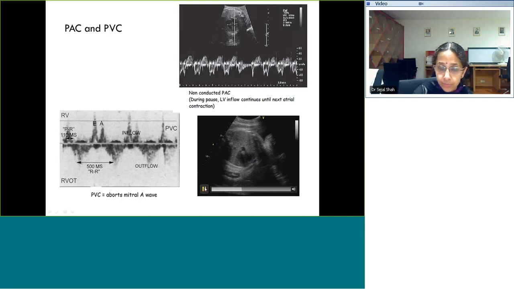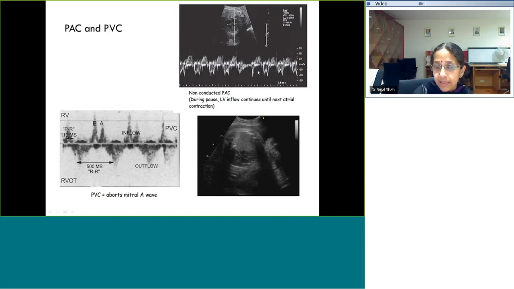And then what do we do? Now it looks like it is an extra beat, so it's going to be an ectopic beat. How do we differentiate whether it is a premature atrial or a premature ventricular contraction? Now this first slide shows a premature atrial contraction. So we can see this is an LV inflow and outflow Doppler, and this is the EA wave, and this is the LV outflow, EA and LV outflow, EA and the ventricular systole, and then we have a premature beat which is not conducted. So it's not followed by a ventricular activity, and then the LV inflow continues till we have the next atrial contraction which is then conducted.